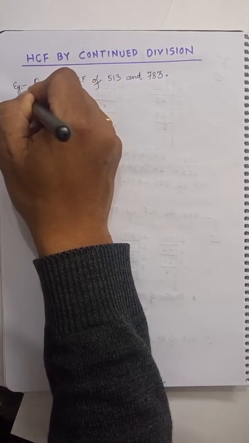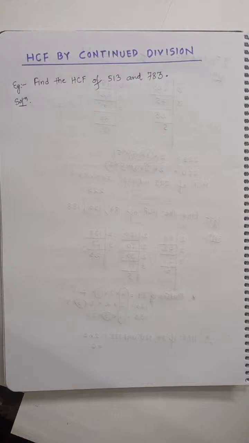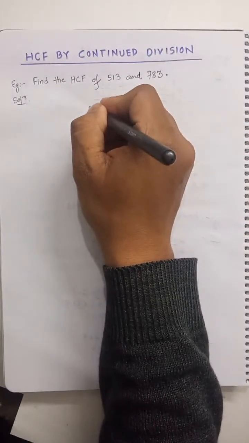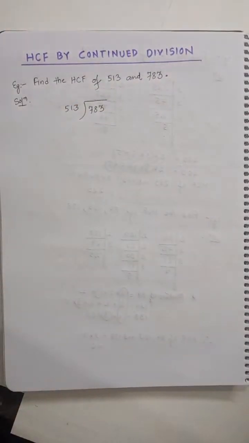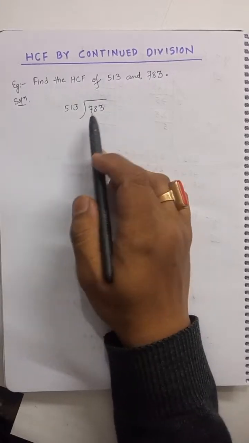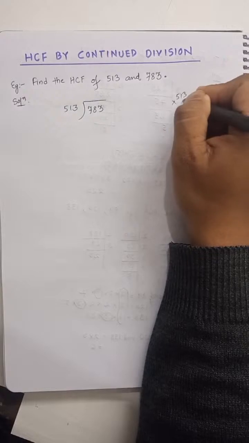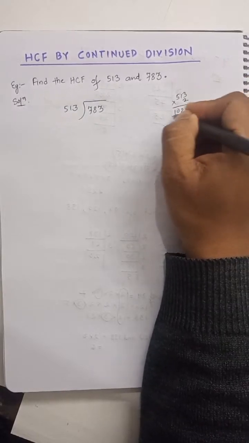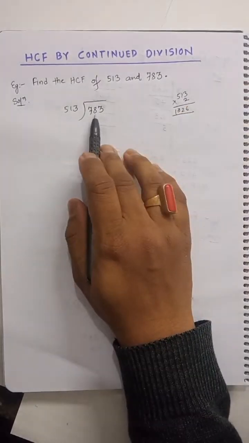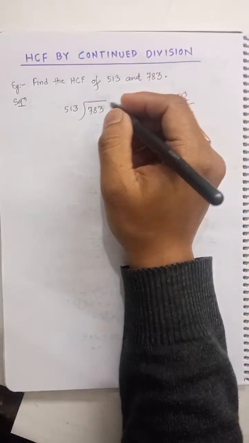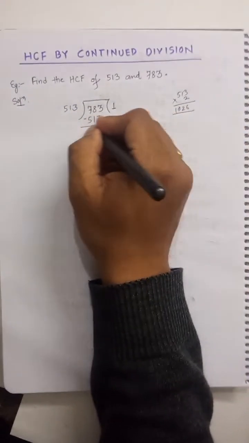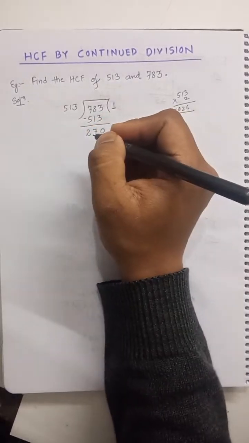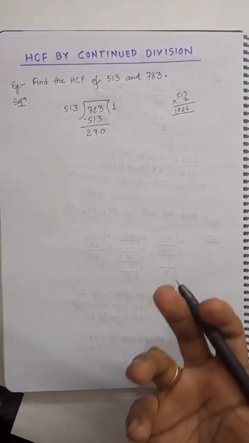Okay, now how to do the continued division? We will divide the bigger number by the smaller number, as simple as that. So 783 divided by 513. 513 multiplied by 1 is 513, and let's just check for verification what is 513 multiplied by 2. This is 1026, which is way greater than 783. So we will write 1 as the quotient, and then write 513 into 1, which is 513, and subtract: 783 minus 513. So our normal division ends here. We get the remainder 270.